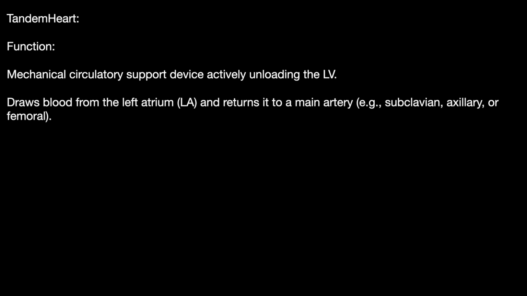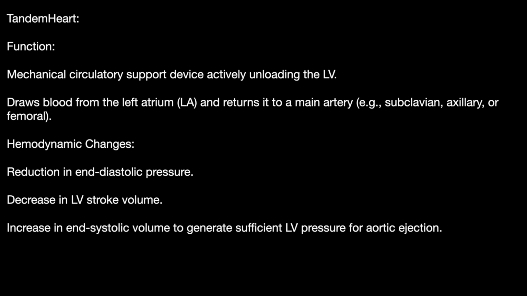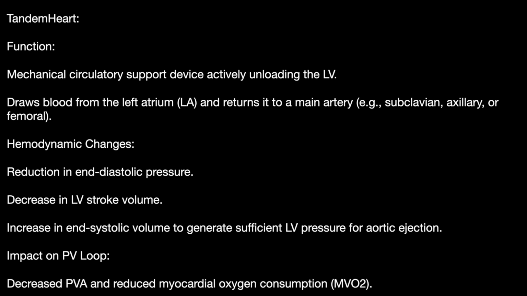Other than that, we have one more device that is called TandemHeart. It's a mechanical support device which again unloads the left ventricle. It draws blood from the left atrium and returns it to a major artery, for example the subclavian, axillary or femoral. The hemodynamic changes are that it reduces the end diastolic pressure, increases the left ventricular stroke volume, and increases the end systolic volume to generate sufficient left ventricular pressure for aortic ejection. Its impact on the PV loop is that it decreases the area of the PV loop and reduces the oxygen consumption, similar to the Impella.